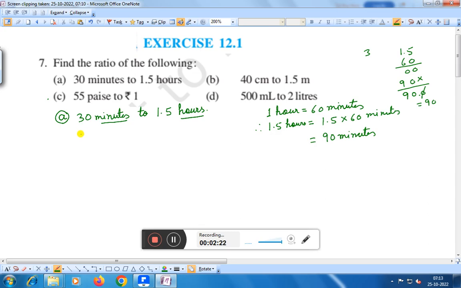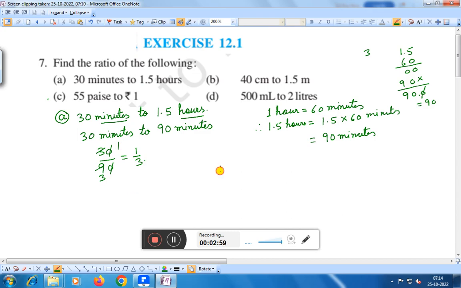That means we are finding 30 minutes to 90 minutes. Now we see both the units are same. Therefore, we can find the ratio. That is, the ratio is 30 by 90. Cut the zeros and divide both the numbers by 3. That is 3 1 is 3 and 3 3 is 9. That is equal to 1 by 3. Right? This is the solution of question number A.